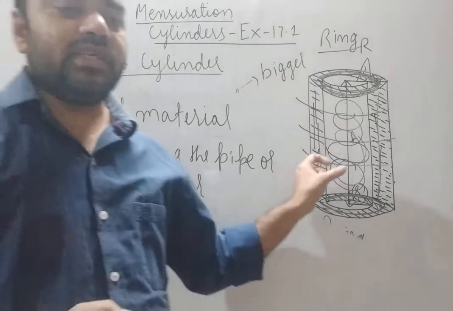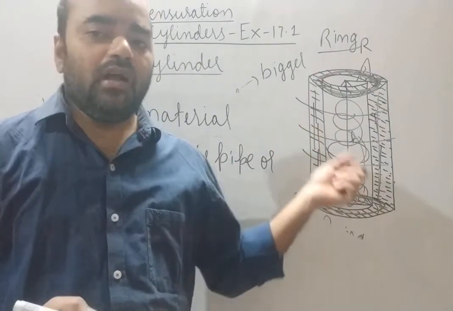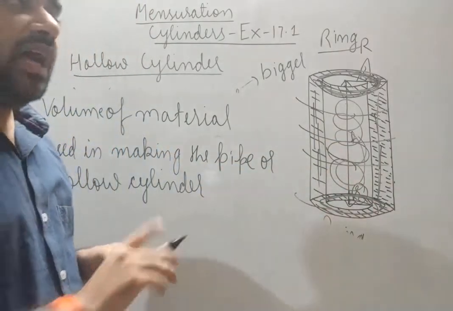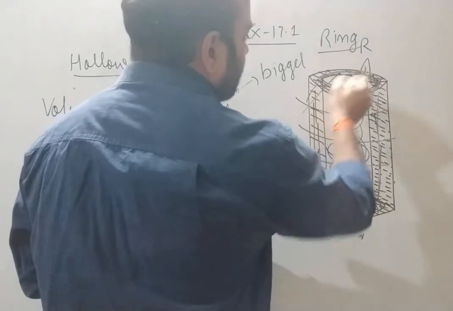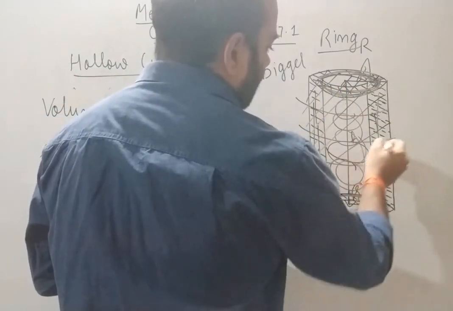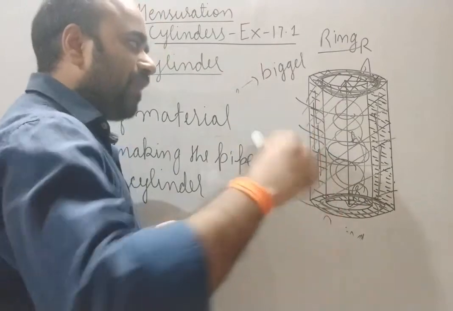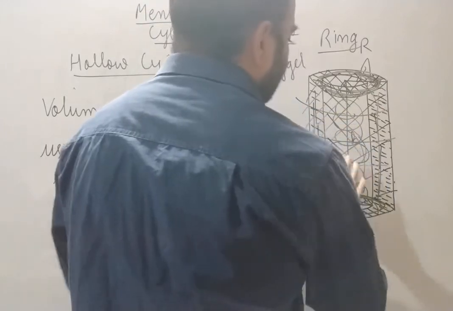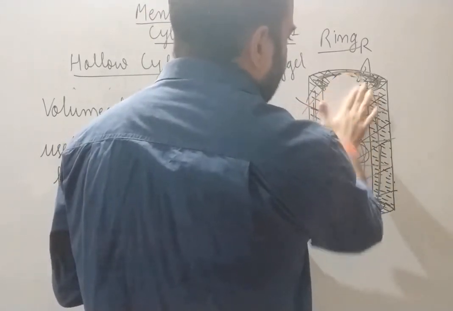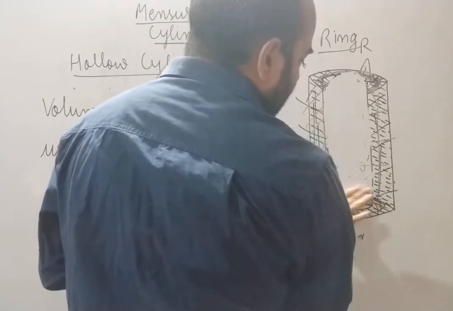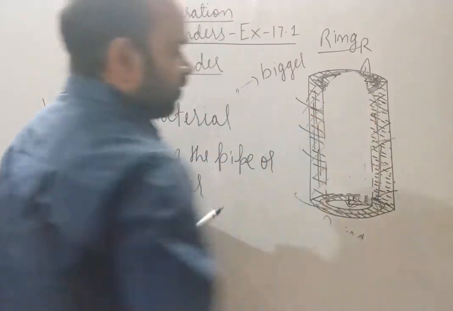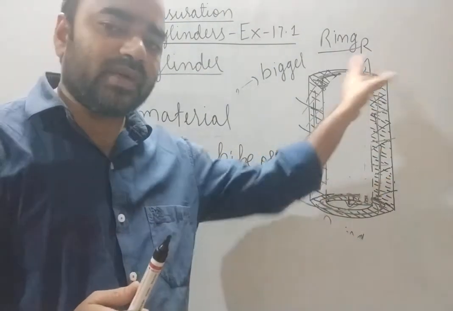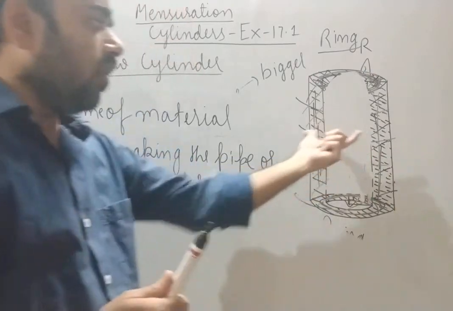Since material is present only between the faces, we have to remove the internal volume from the external volume. External volume means this complete volume, minus internal volume, means we will subtract this volume. Correct? So what is left when you subtract the internal volume from the external, that is total volume? Only the volume of material.